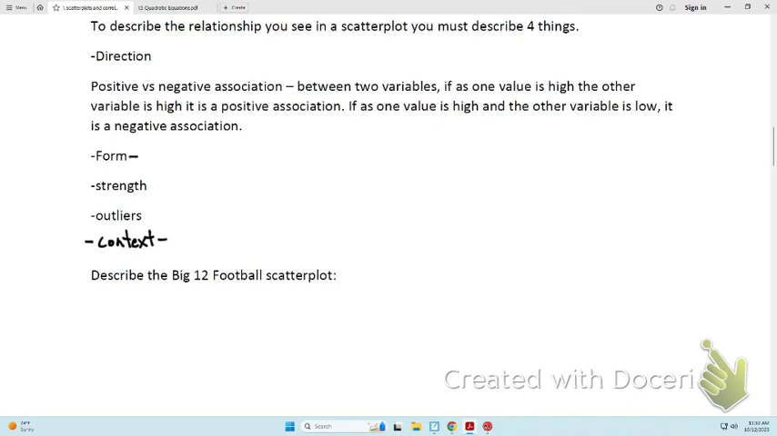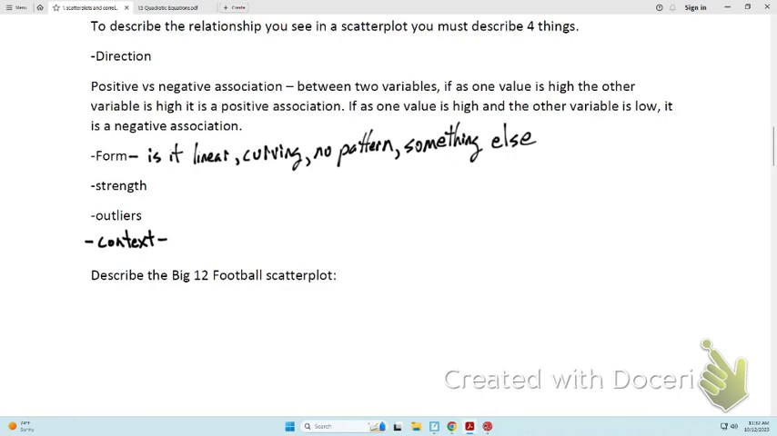Form, is it linear, curving, no pattern, or something else? So you need to ask yourself that when you look at the scatter plot and skim it left to right.